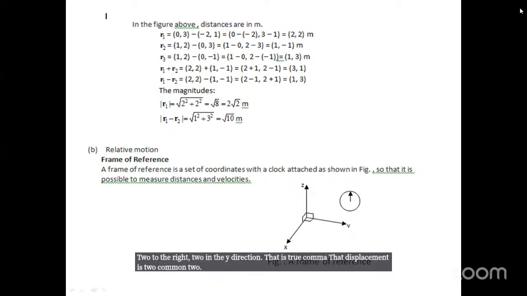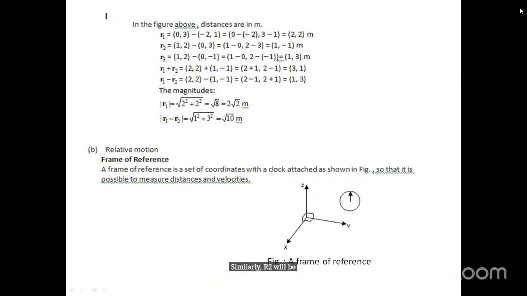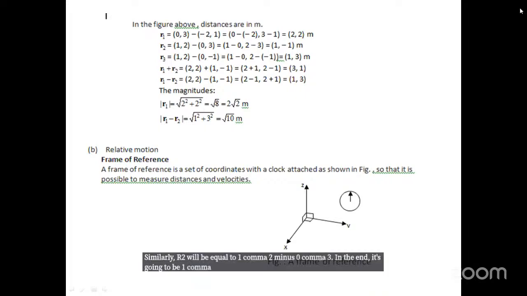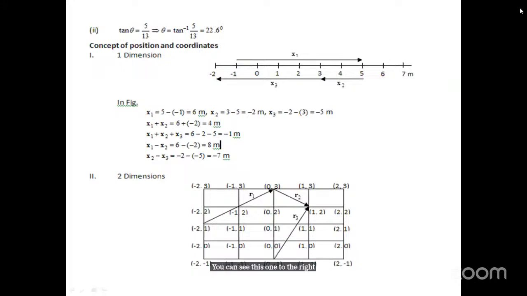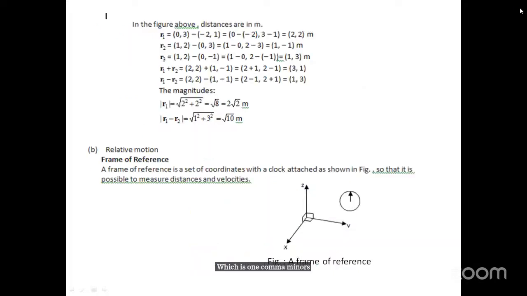Similarly, R2 will be equal to 1, 2 minus 0, 3. In the end, it's going to be 1, -1. If you go back to the diagram, you can see it is 1 to the right, then -1 down, which is 1, -1. So you can figure out all the other things. So it's final minus initial, of course.